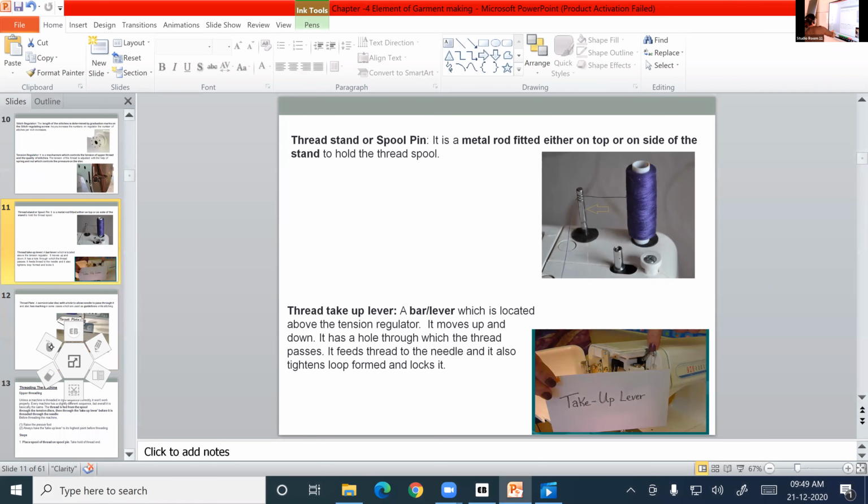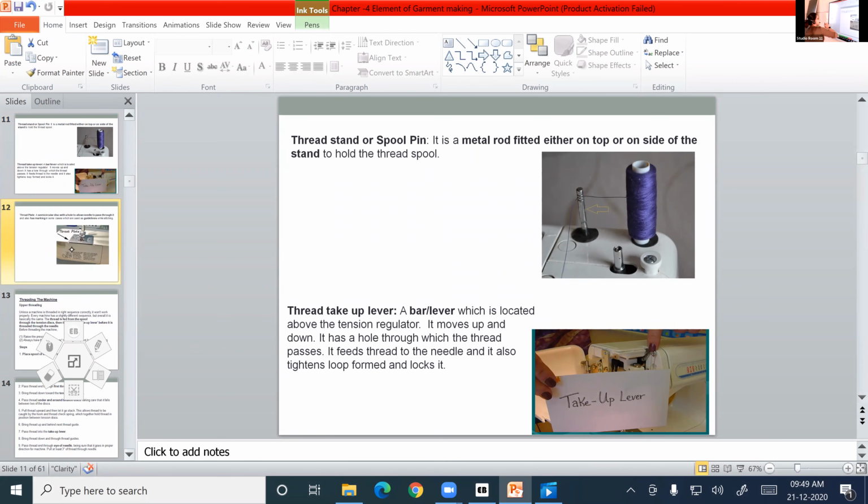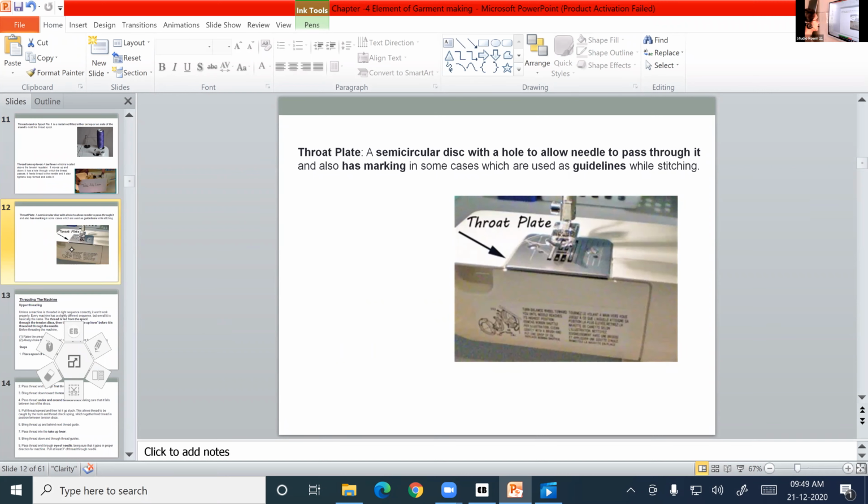The next one is the throat plate. This is the throat plate. It is a semicircular disc with a hole in between to allow the needle to pass through, and through that the needle goes down and up. In some cases it also has markings. You can see some markings here. Those are guidelines. We have differentiated lock stitch, power machine and home sewing machine: in a power machine they don't have markings or guidelines. So this is a guideline on the throat plate, and this is the throat plate. Okay, understood?